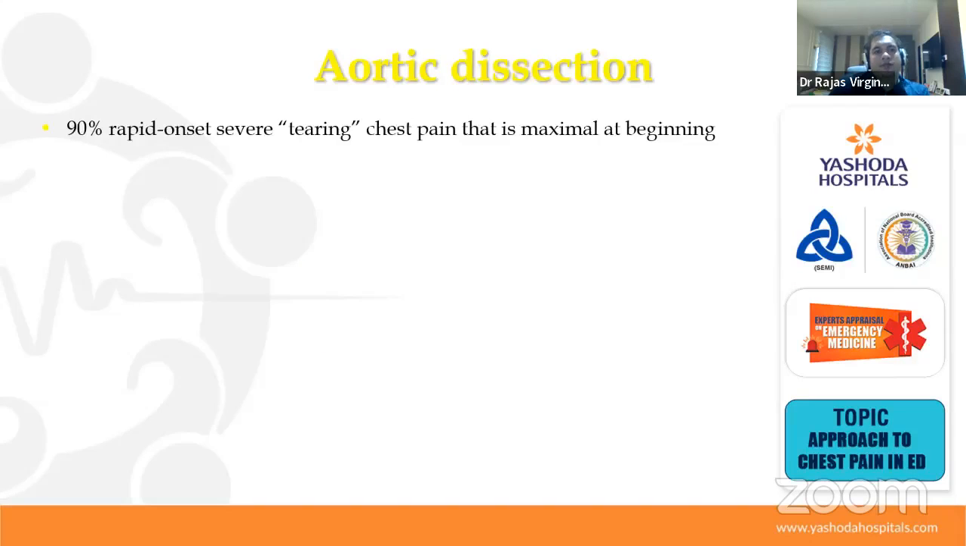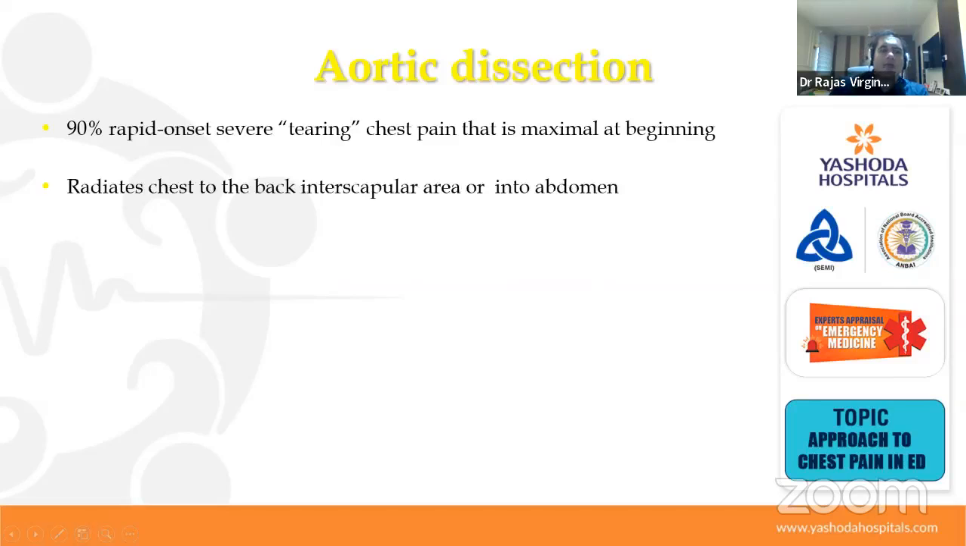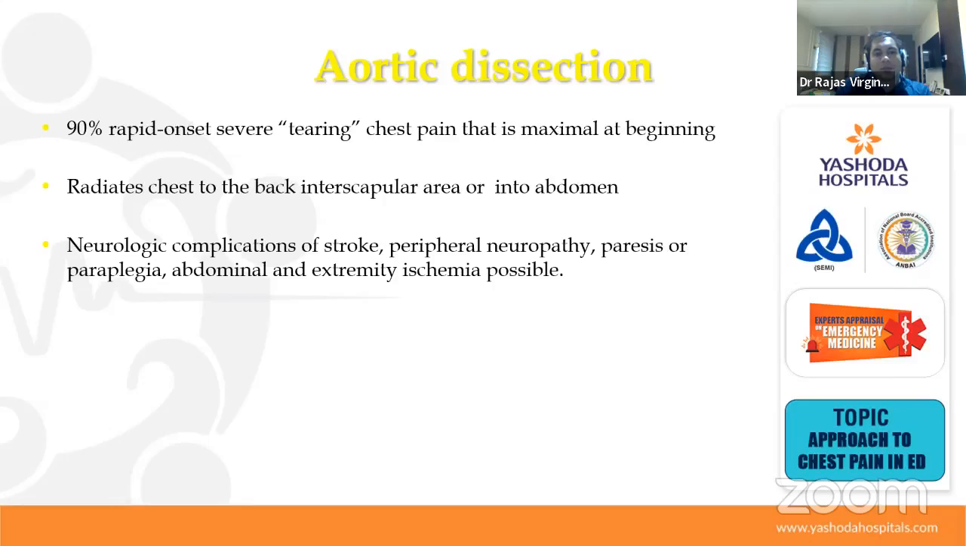Now, aortic dissection presents with extremely tearing chest pain, which is maximal at the beginning. It tends to radiate towards the interscapular area or to the abdomen. It can present with neurological complications like stroke, peripheral neuropathy, or paresis, as it can obstruct the blood vessels as a result of the dissection. It can even cause paraplegia, abdominal, and extremity ischemia.